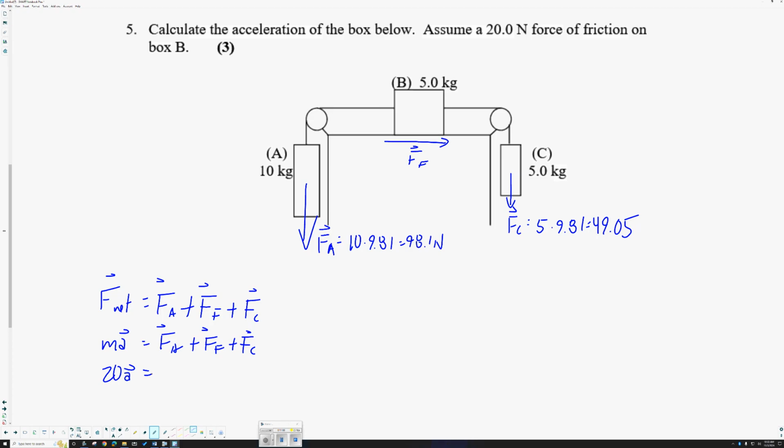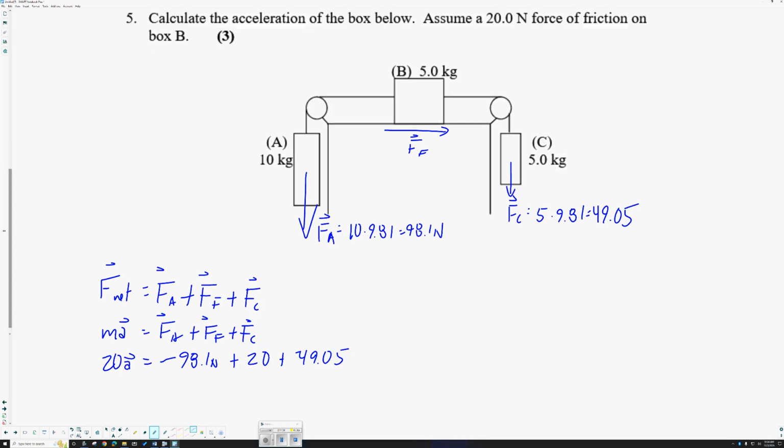That allows us to see that FA and FC, even though they're both downward, they oppose each other. So one of them's got to be negative and one of them's got to be positive. I'm going to make FA negative 98.1 newtons. The force of friction will therefore be positive 20 newtons because it's acting opposite to the applied force FA, but it's acting in the same direction as FC, 49.05 newtons. So both of those are going to be positive. They're both acting to the right-ish, and FA is going to be negative because it's acting in the opposite direction.